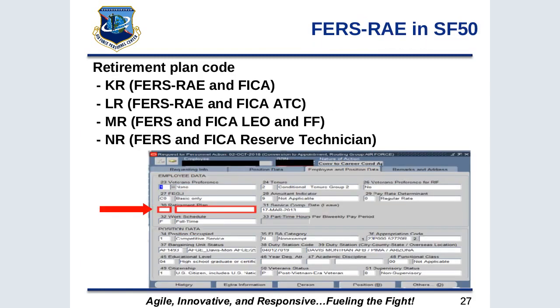Next, we will look at the SF50 Block 30 for retirement coding for FERS-RAE. Looking at Block 30, the R was added after each code to indicate the new plan under FERS-RAE. So your KR for your FERS and FICA, LR for FERS and FICA for air traffic controllers, MR for FERS and FICA special law enforcement officers and your firefighters, and NR for FERS and FICA for your reserve technicians.